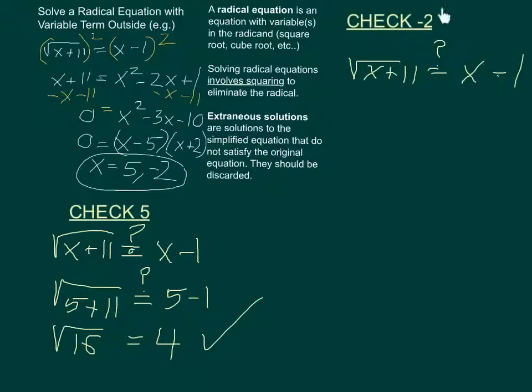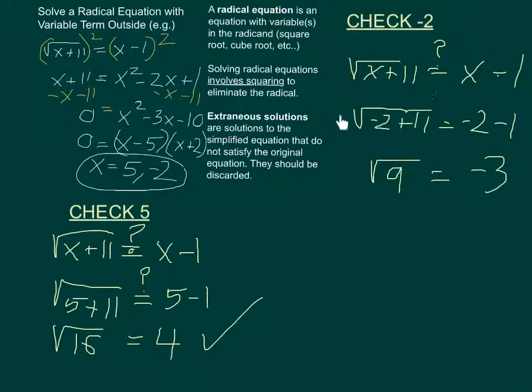I want to see if negative 2 is an acceptable solution, so I'm going to put it in for x here. As you can see, we run into a little problem. Here, negative 2 plus 11 is 9. And on the other side, we get negative 3. The square root, the radical of 9, refers to the positive square root, not negative 3. So we do have a little bit of a problem.